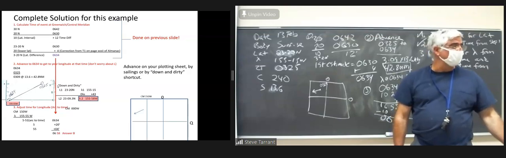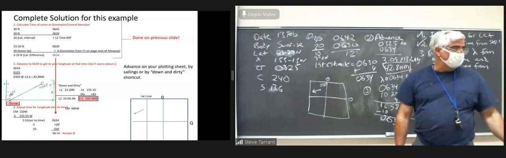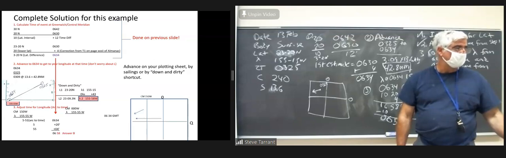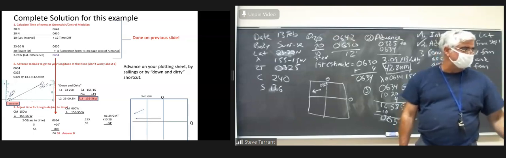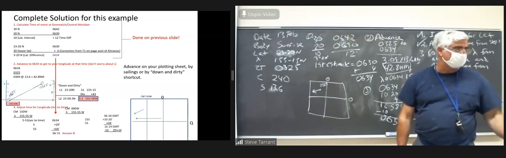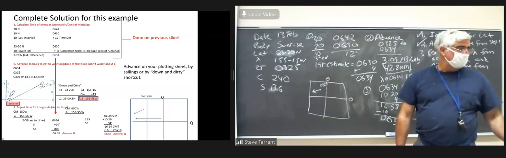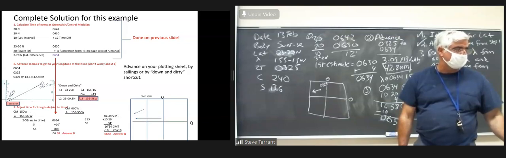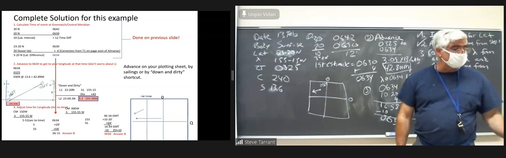First estimate, step 1, advance to the time from step 1, get the longitude, advance to that longitude, get your answer. Okay, arc to time. And you can do it by Greenwich Meridian or Central Meridian, whichever you prefer. Here I was doing it from your Central Meridian, and here I was doing it from the Greenwich Meridian. This is all up on the board, but it's also in the PowerPoint.